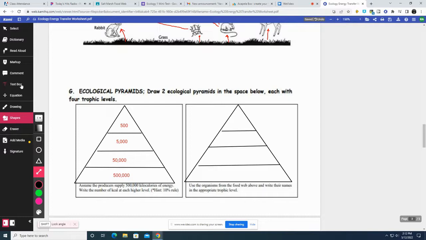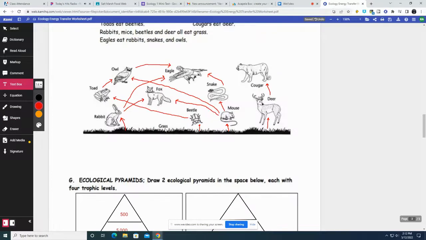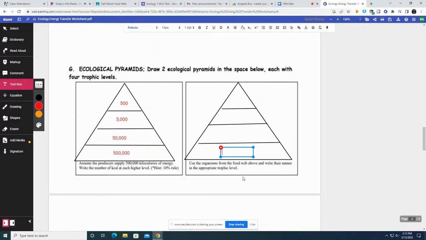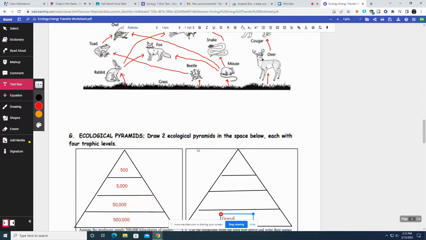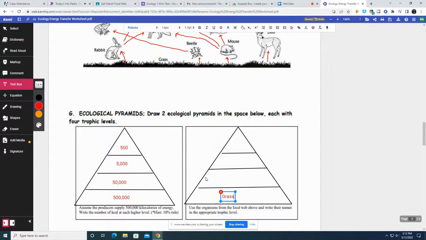All right, so who are my primary consumers? First, the producers: grass. That's the only producer in this food web. Primary consumers, things that eat grass: rabbit, beetle, mouse, deer.